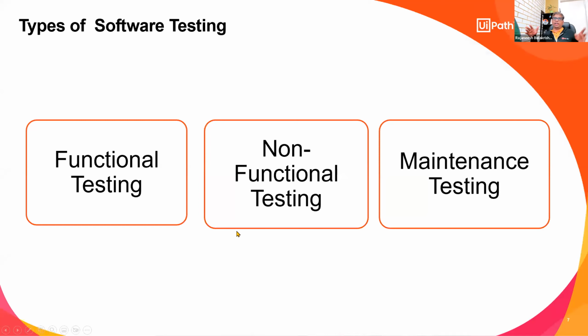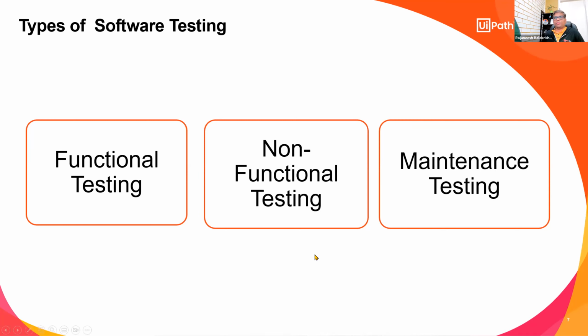And at a very high level, there are so many types of testing. I will say there are more than 150 types of testing within the software testing department. But on a high level, we just have three things. One is functional testing, the second is non-functional testing, and the third is maintenance testing, right?